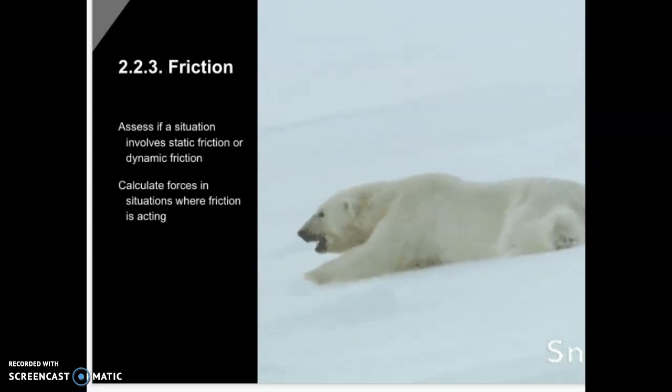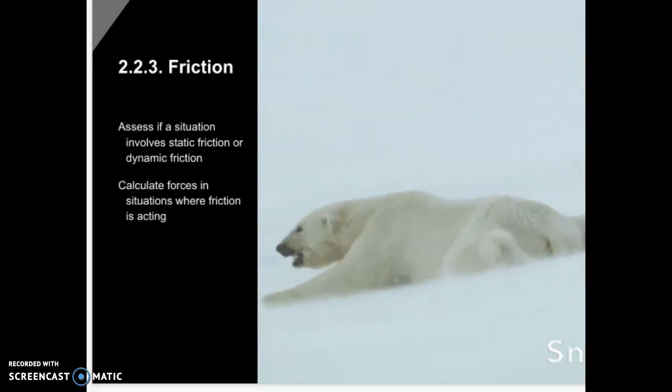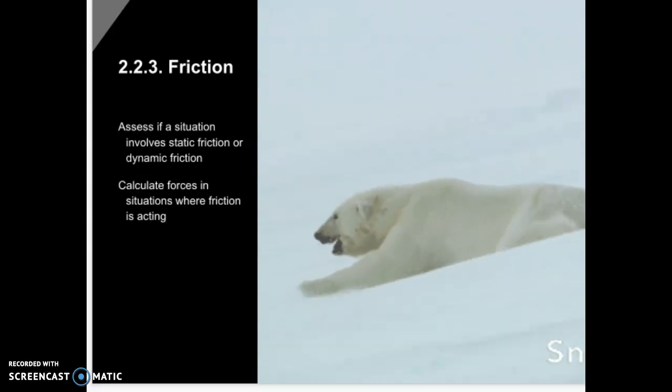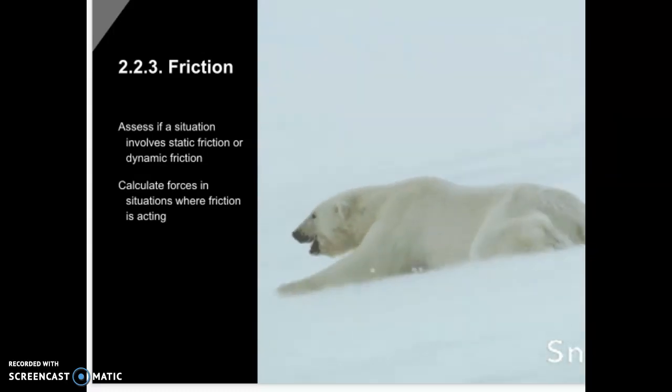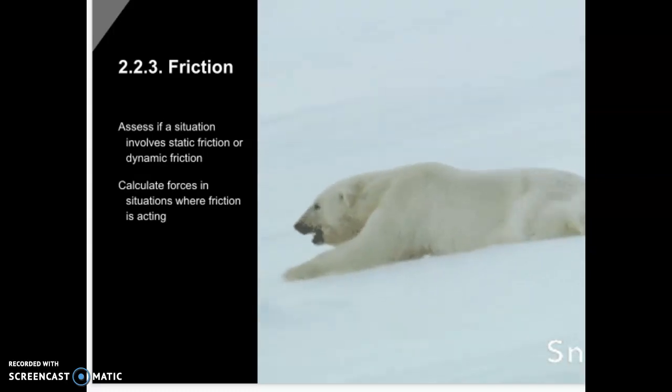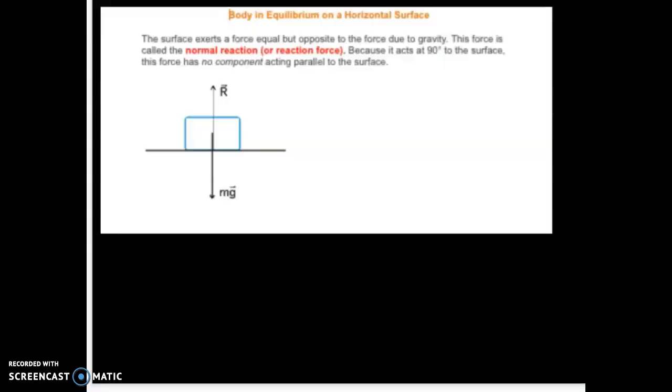This lesson is about friction. Now you're going to look at two types of friction, static friction and dynamic friction. And you're also going to learn how to calculate forces in situations where friction is happening.